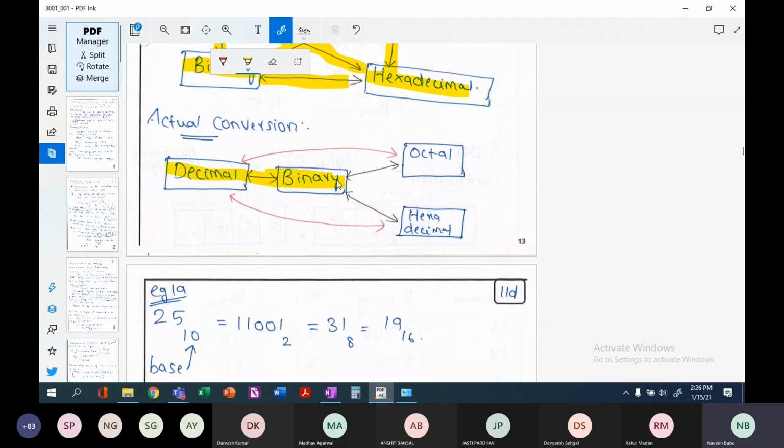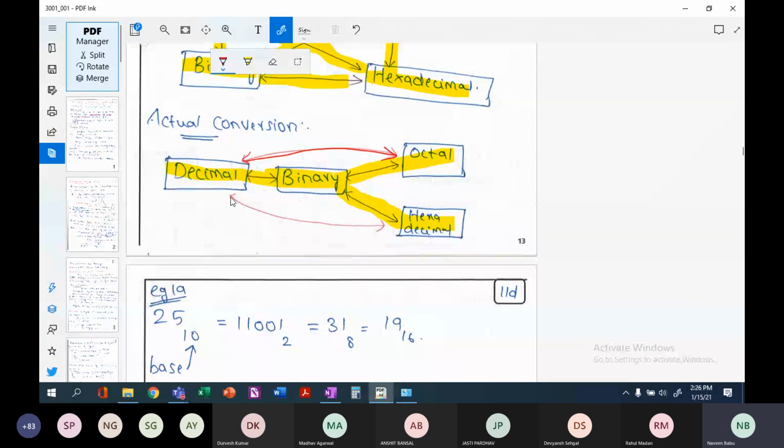Similarly, from binary system, converting it to octal is straightforward. Converting it to hexadecimal is also straightforward. But in case you want to convert from decimal to octal or binary system directly, it is not possible, right? Then what you should do is, first you must convert to binary and then to octal.